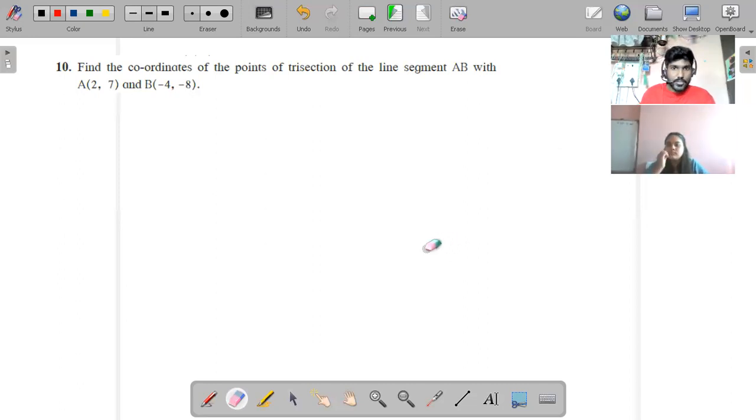Okay, so in this question, it is said find the coordinates of the points of trisection of the line segment AB with A having coordinates 2, 7 and B having coordinates minus 4, minus 8. So that means you have a line segment AB.